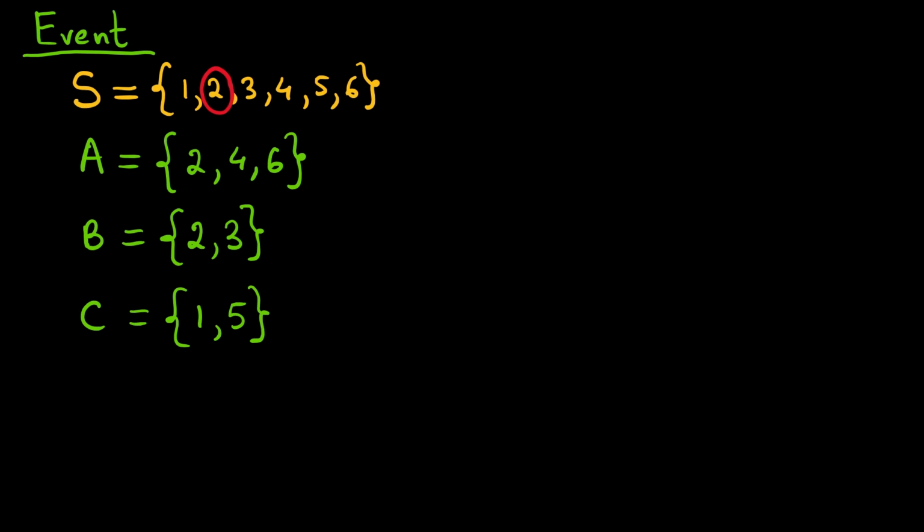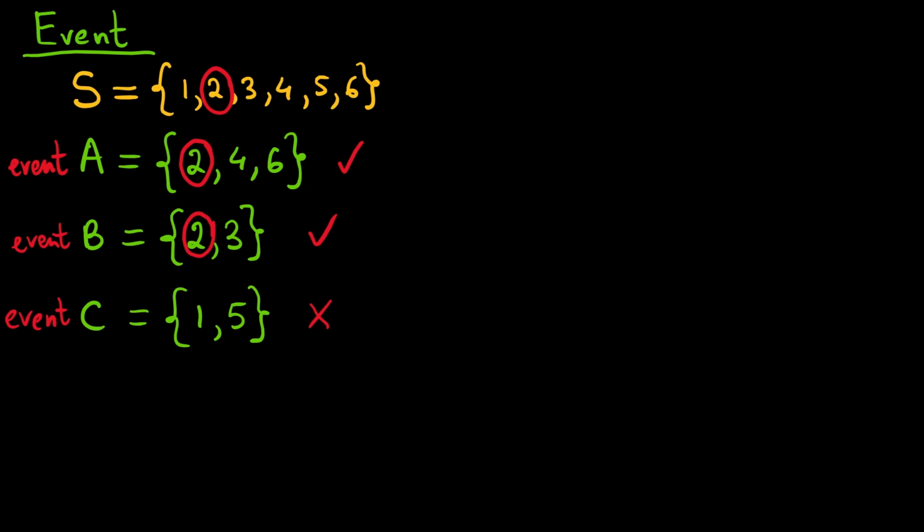We will say that event A happened if the outcome that turned up is contained in the set A. So because 2 is contained in set A, we'll say that event A has happened. And because, again, the outcome that turned up, 2, is contained in set B, we'll say that event B has happened as well. But 2 is not contained in C, so we will say that event C has not happened. And you see how we use the terms event and set almost interchangeably.